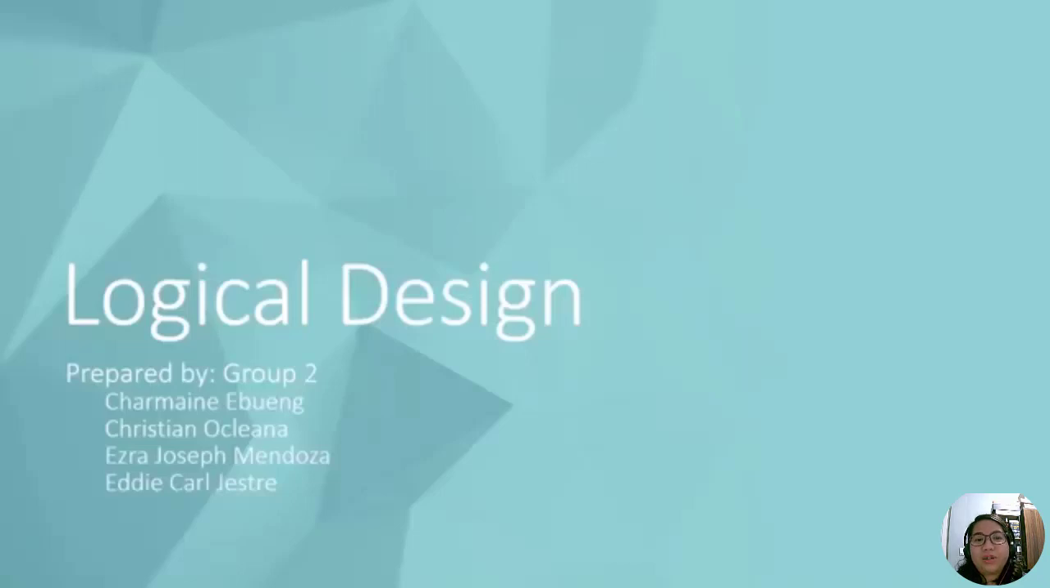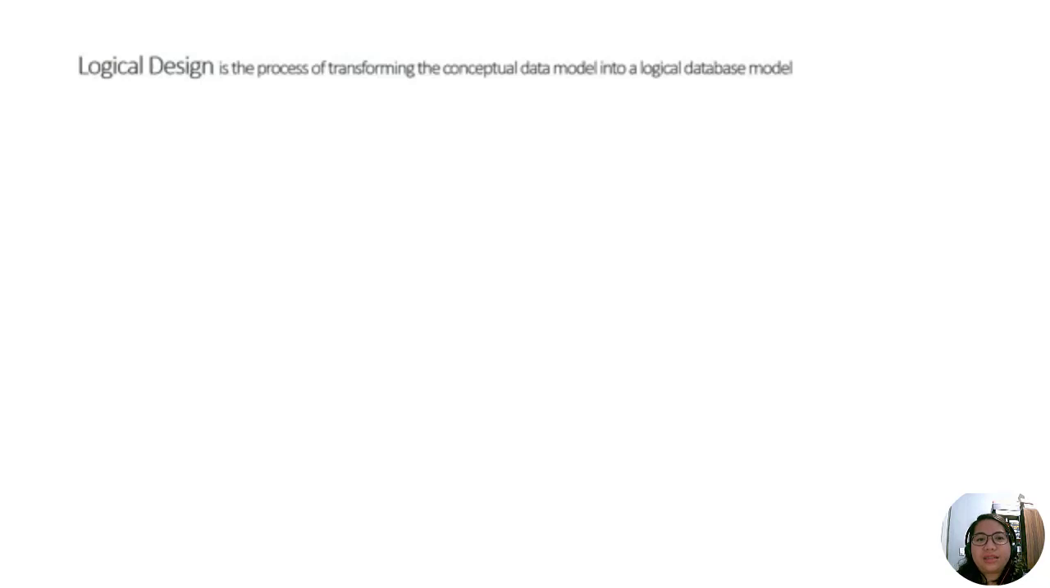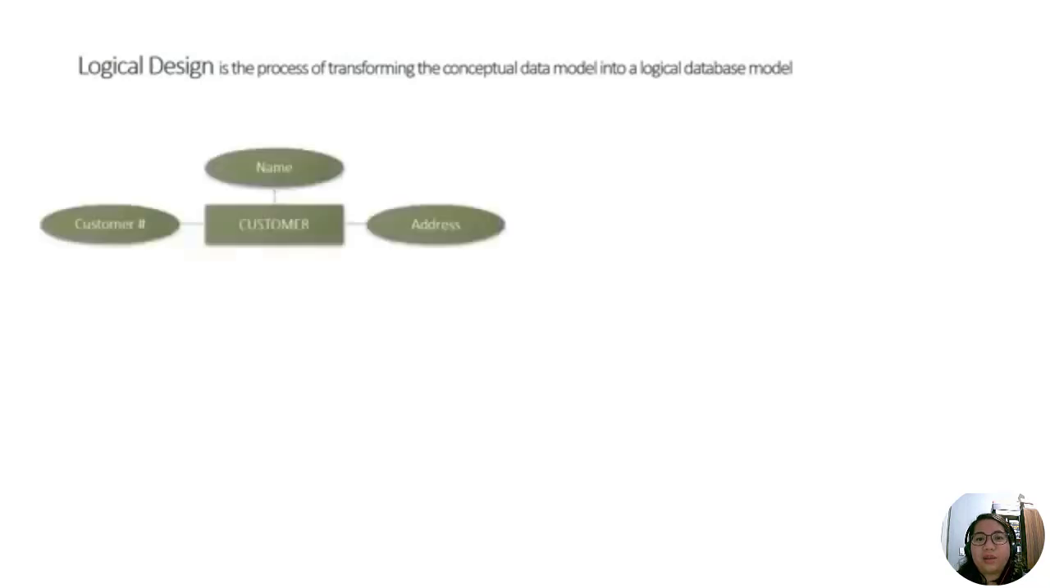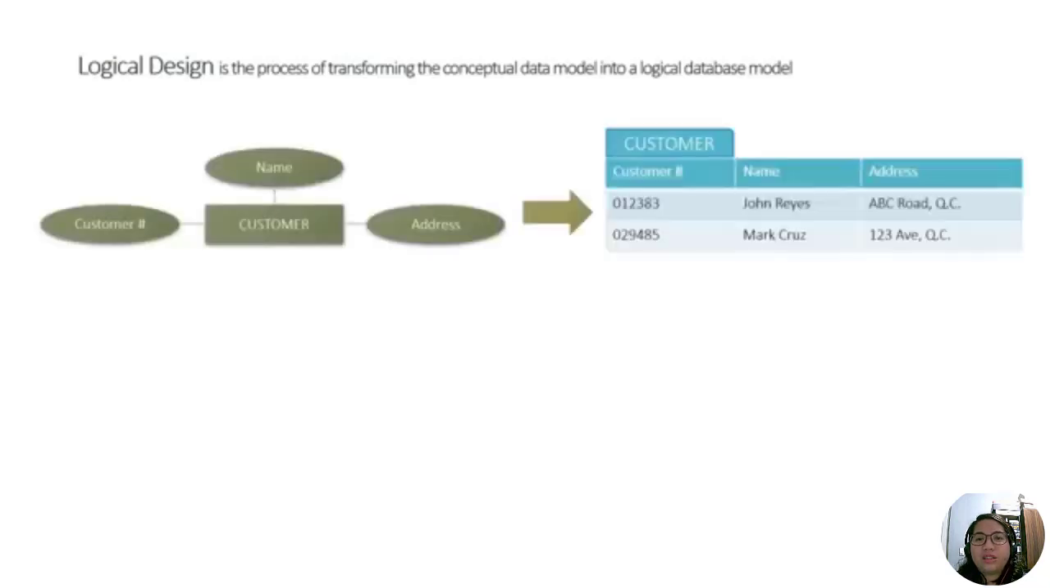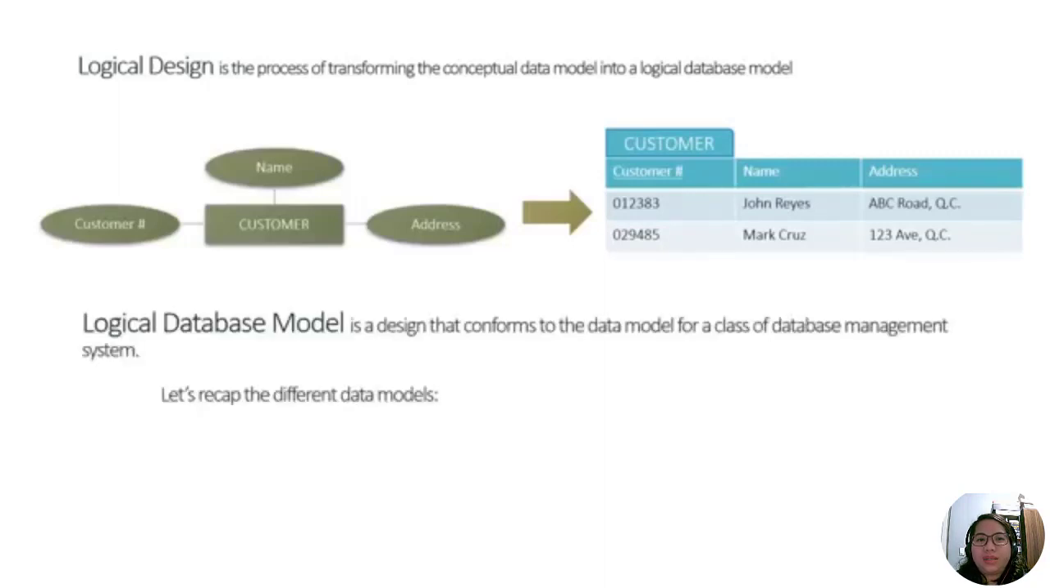In the last module, we learned about the conceptual data model where we map entities, attributes, and relationships into an entity relationship diagram. Logical design is the process of transforming that conceptual data model into a logical database model. A logical database model is a design that conforms to the data model for a class of database management system.